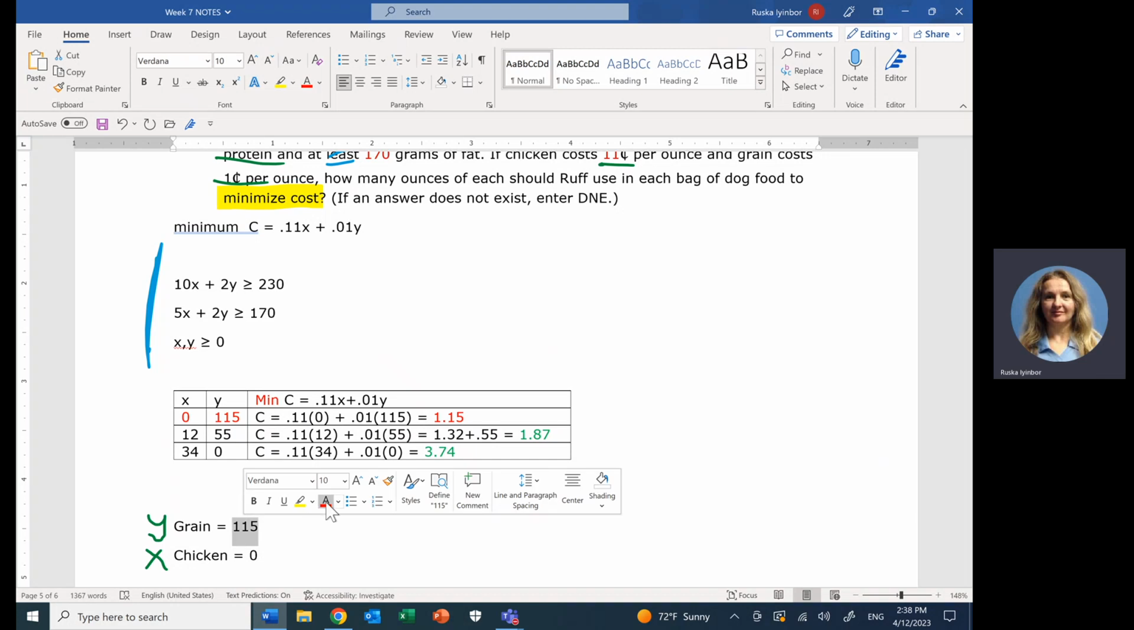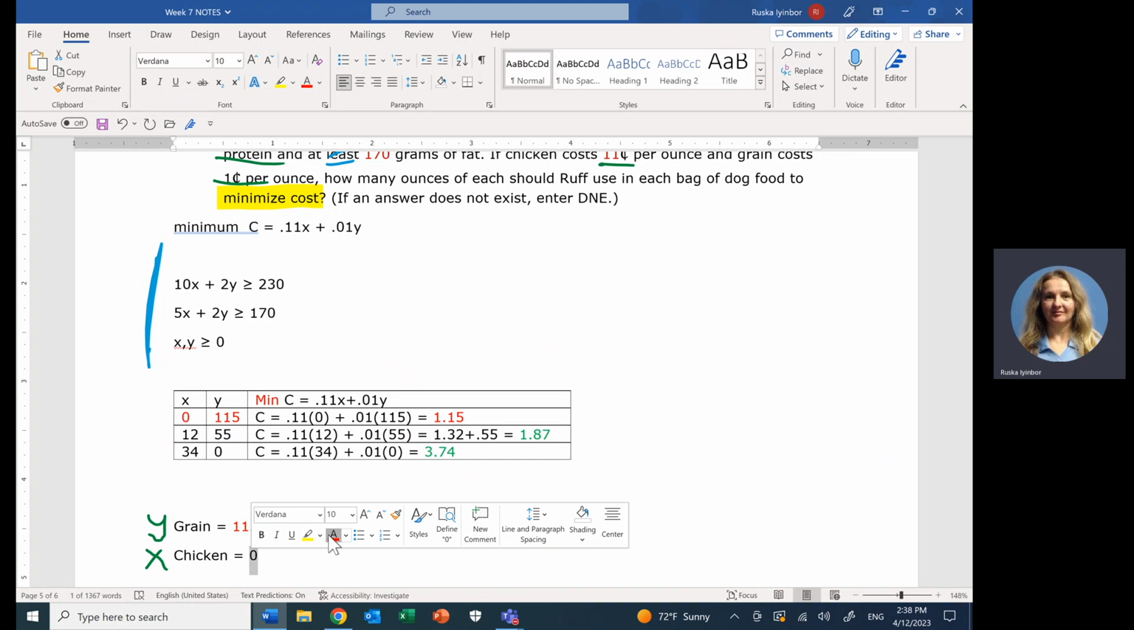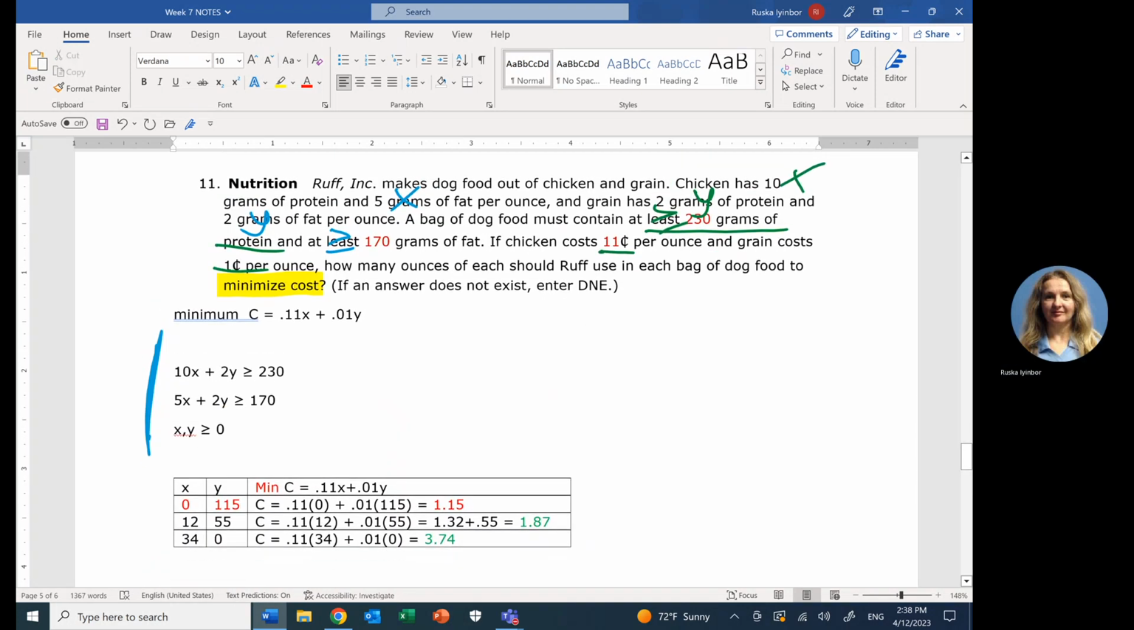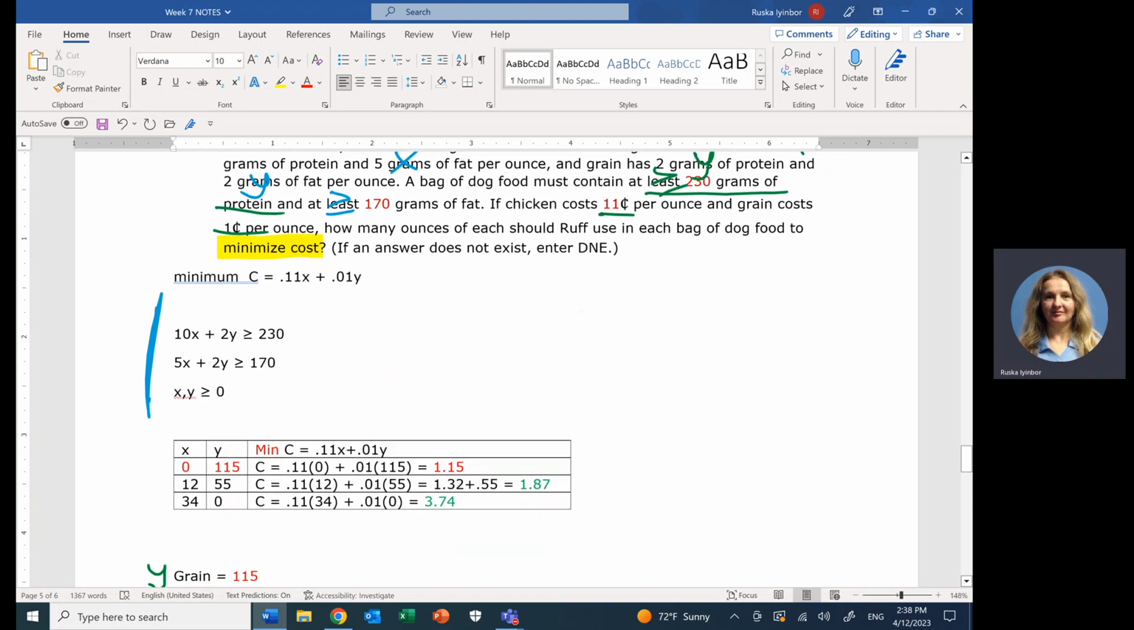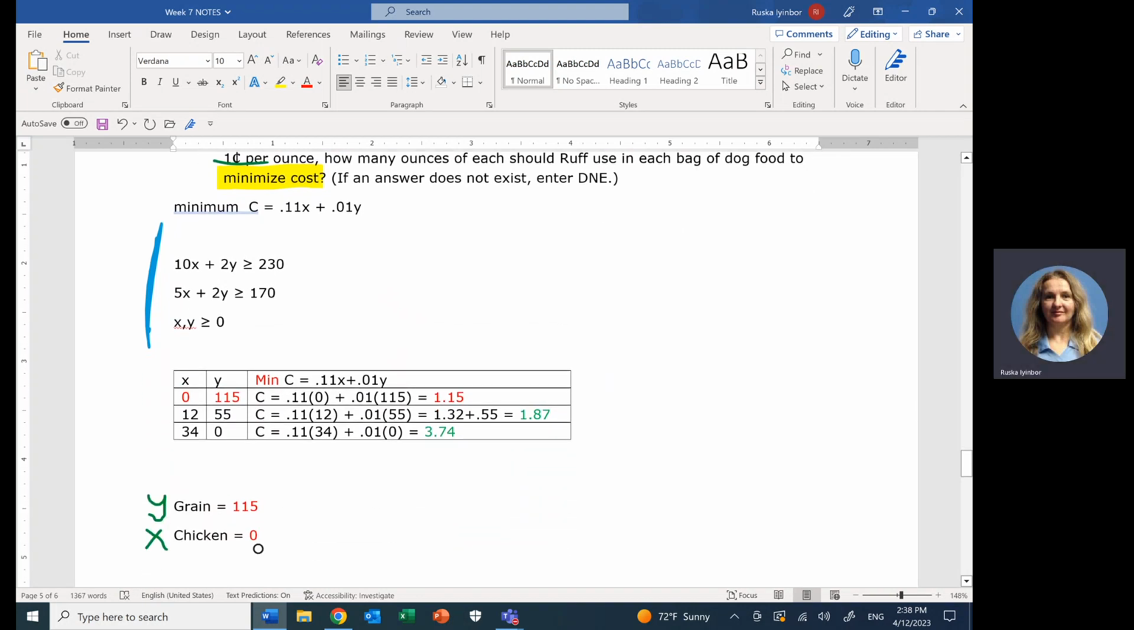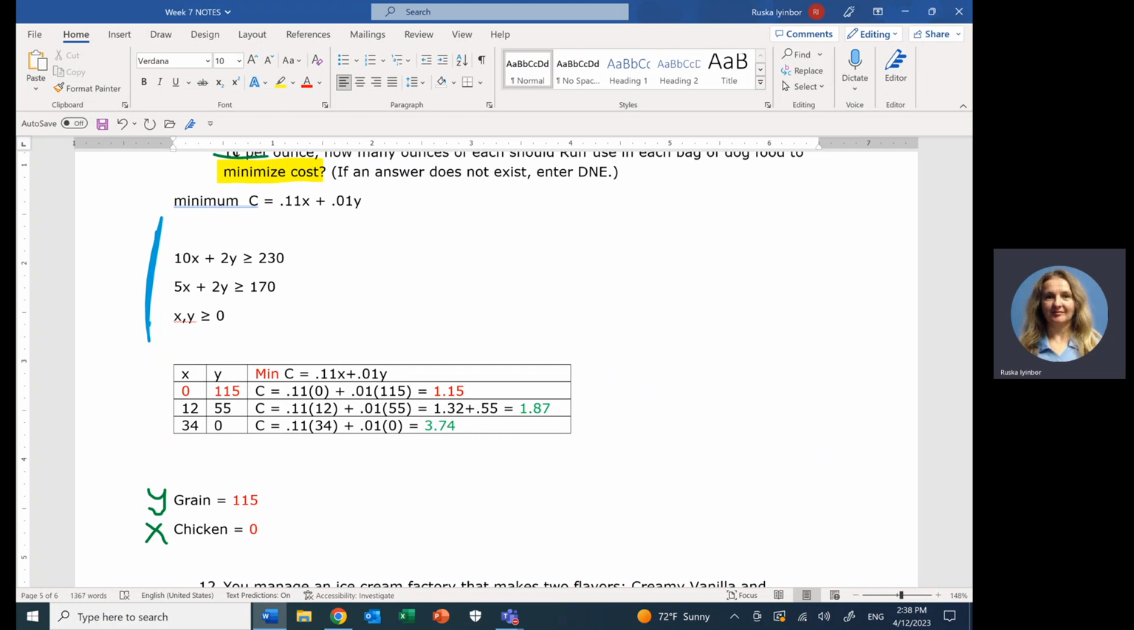So if you're the manager there, and you want to have the minimum cost of that dog food, it's going to be if you use 0 chicken and 115 grain. So if everything is grain. So that's how you do that.